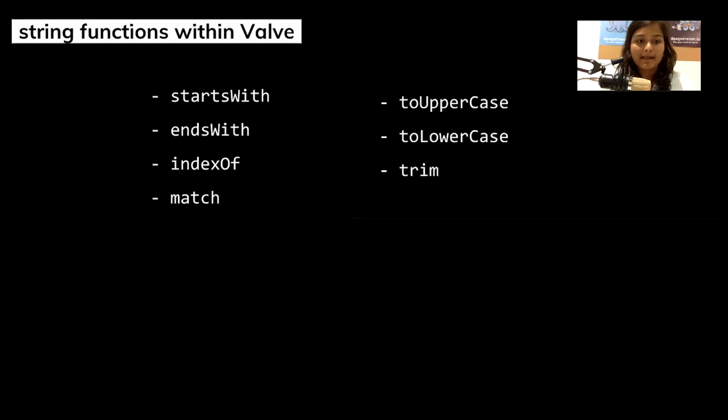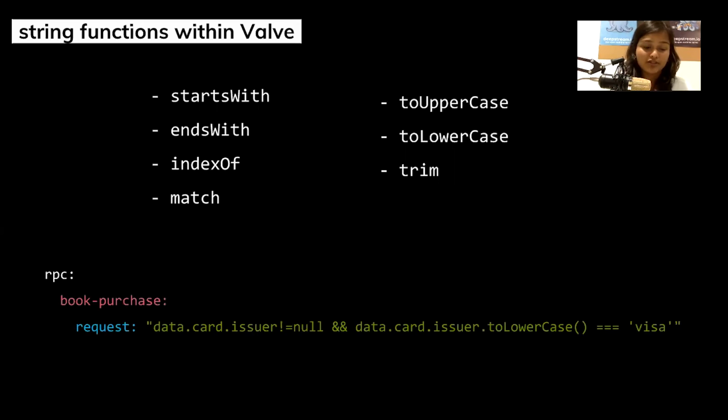Now going back, we have different string functions available to be used within the val file. There are 7 of them, which is starts with, ends with, index of, match, 2 uppercase, 2 lowercase, and trim. Now all these are as the names of them are, just very straightforward string functions. And let's have a look at an example of how we would utilize them within the rule permissions.